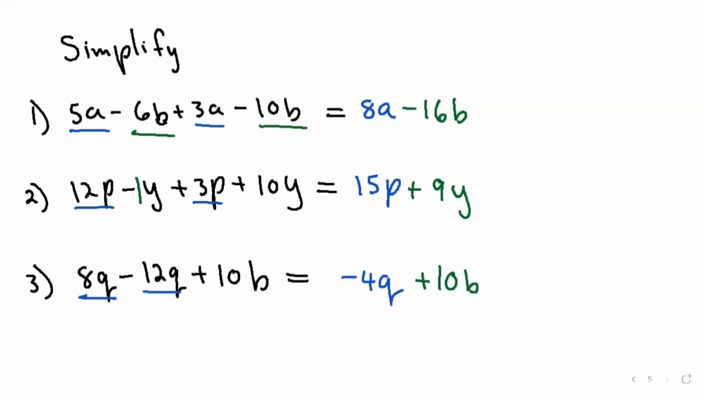Of course, some persons don't like to see the negative in front. Speaking for myself, I don't like to see the negative in front, so I might sometimes shift this around. I will say the answer is 10b minus 4q, and that's the same thing. I just switched the positions. I did not change the value. I did not change the question. It's the same question. So this is how we go about tackling basic algebraic expressions.